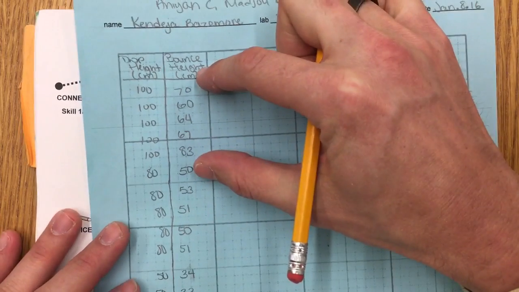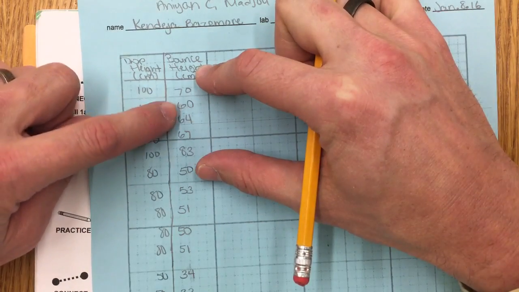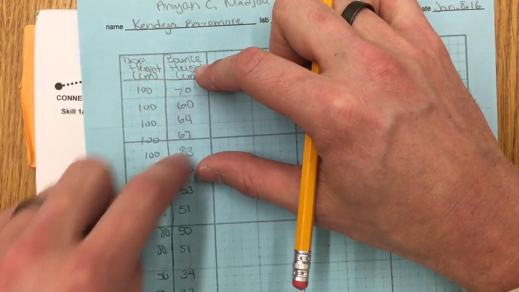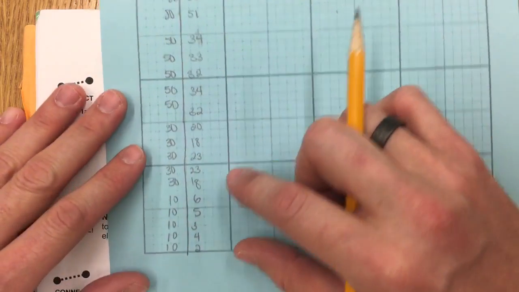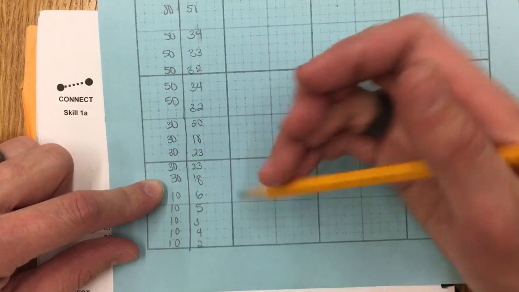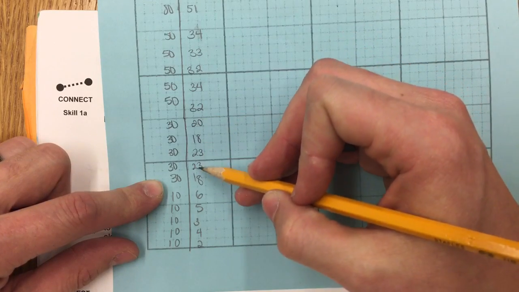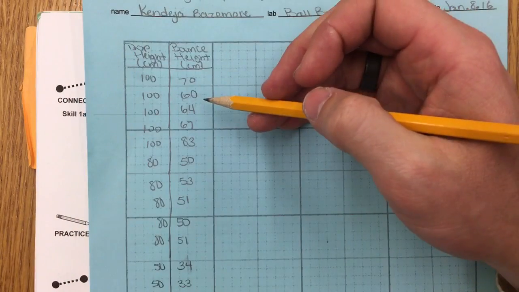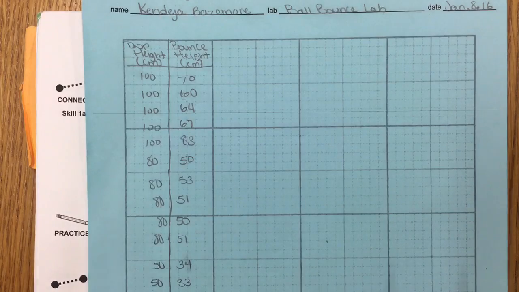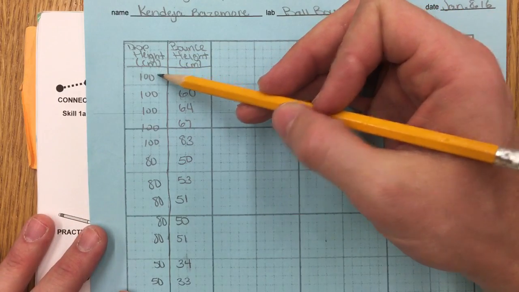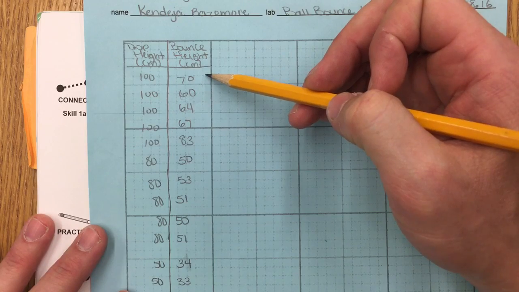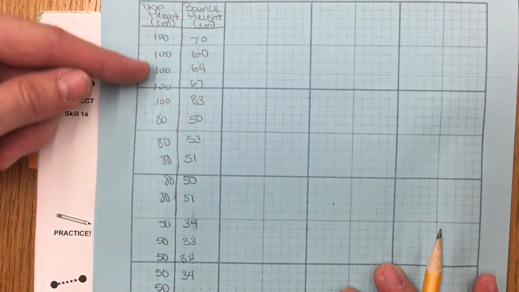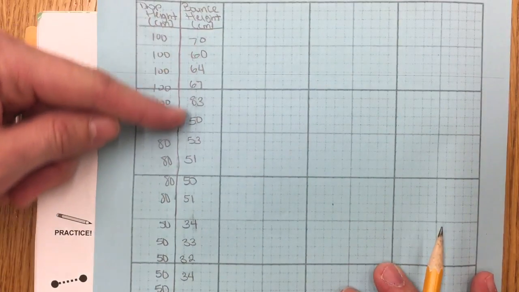If we look at all the 100 centimeter drop height numbers, 70, 60, 64, 67, 83, they're not all the same, but they're all pretty big numbers. Whereas if we look at all the 30 centimeter drop height numbers, 20 centimeters, 18, 23, 23, 18 for the bounce height, they're all much smaller than the numbers up here. That is, we notice two things. The same drop height doesn't give us the same bounce height every time, but in general, the pattern shows that as you drop the ball from lower, the bounce height is lower as well.